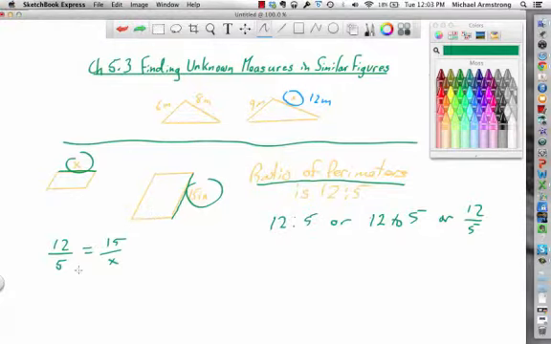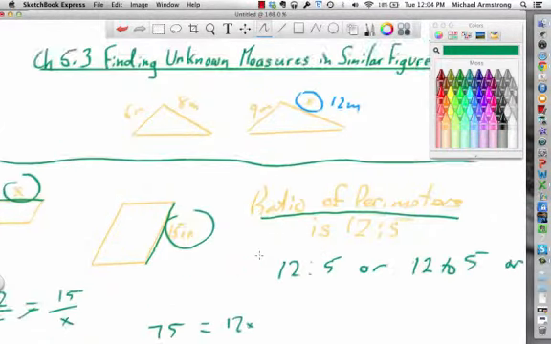Alright, so 15 times 5 is like 10 times 5 is 50, and 5 times 5 is 25. So we get 75. So 15 times 5 is 75. So our first cross product is 75 is equal to 12x. And that's going to give us a decimal. They love to do that.